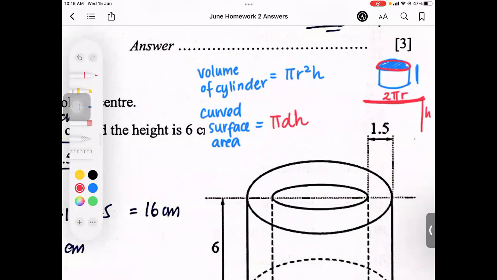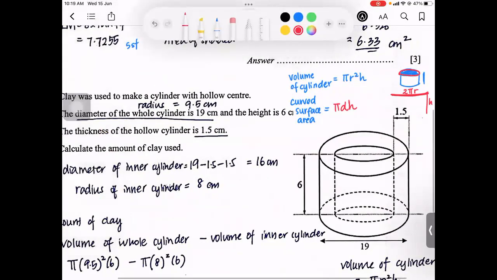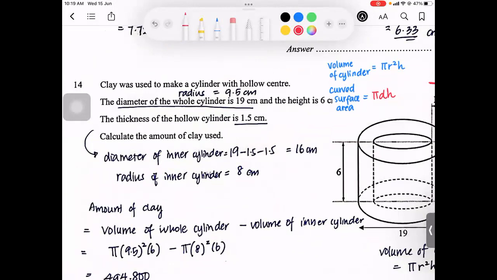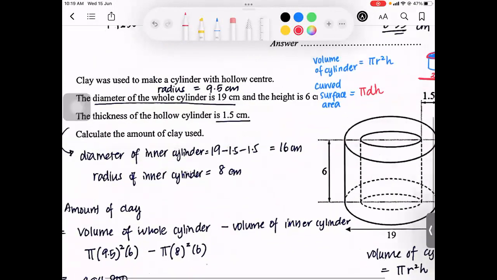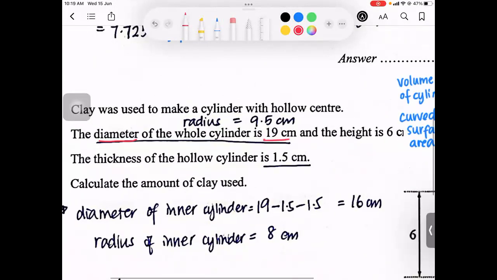So volume of cylinder, pi r squared times the height will give you volume. Curved surface area, pi d h. Next, the diameter of the whole cylinder, or they tell you the diameter. When they tell you this kind of word, diameter, immediately think of radius. Mentally put a note down so that you don't take the wrong number as the radius.